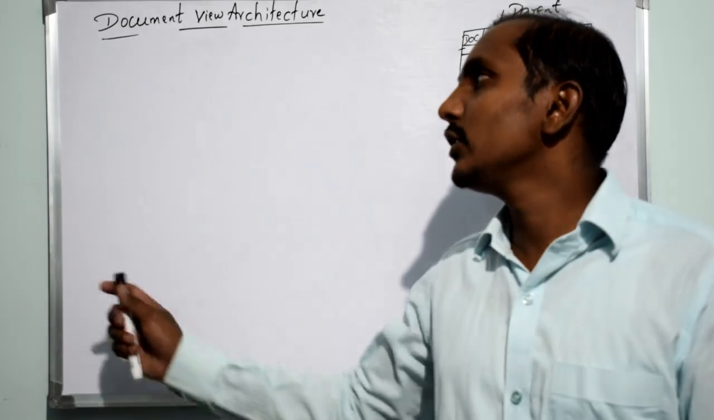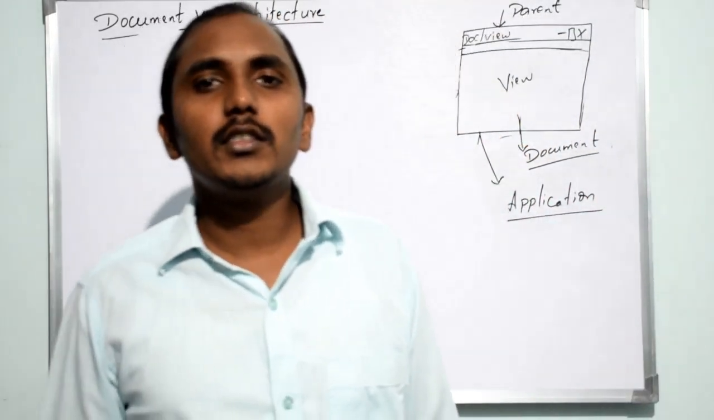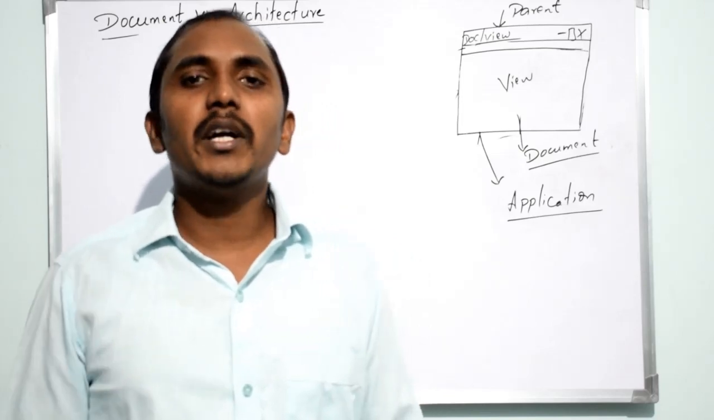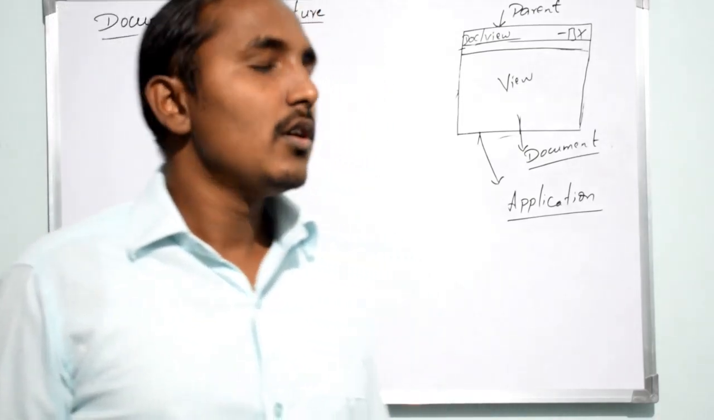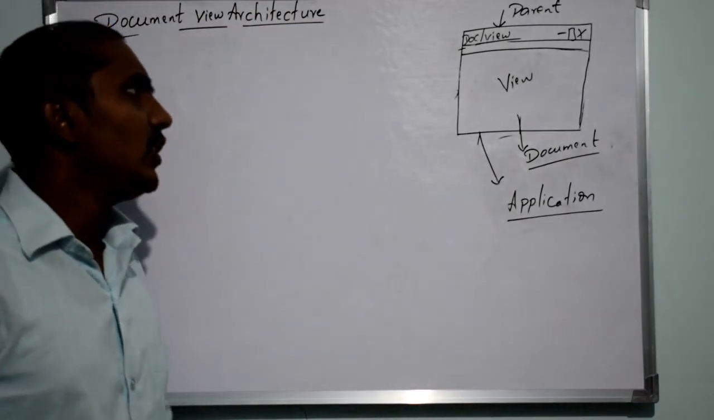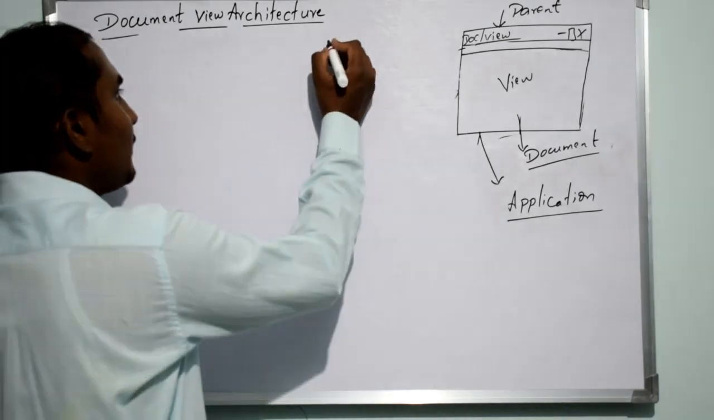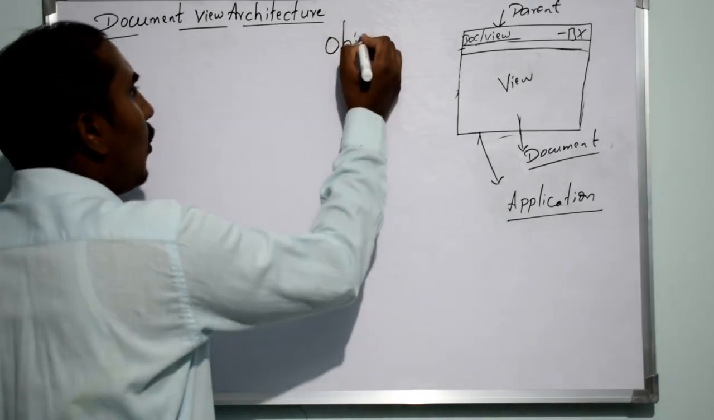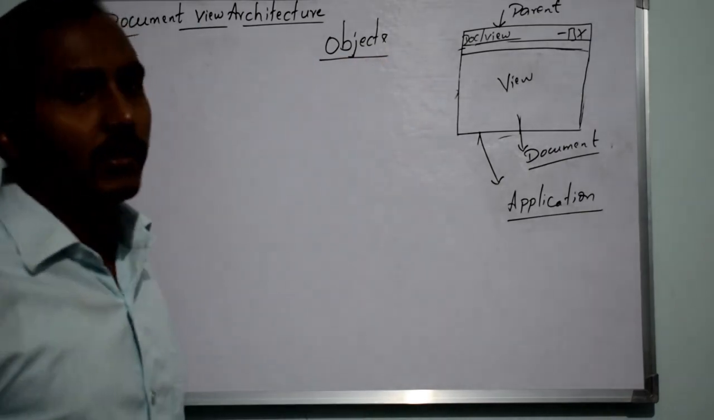Today I will be discussing the topic which is document view architecture. Now architecture, in the sense, is a systematic method which we use to create applications. Document view architecture is based on objects. We are going to use the concept of objects for creating applications in document view architecture.